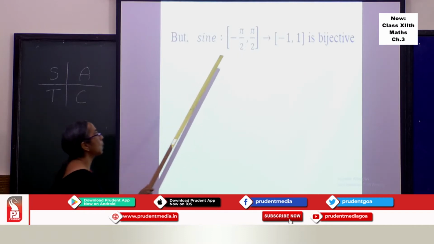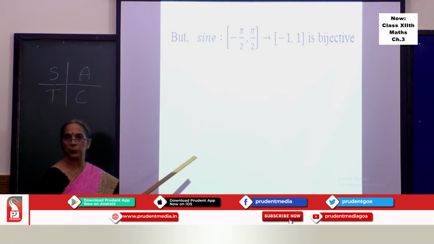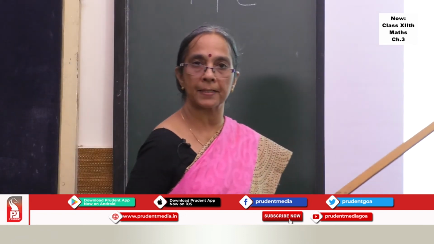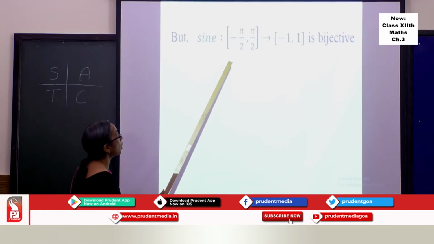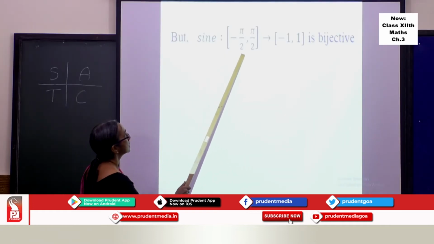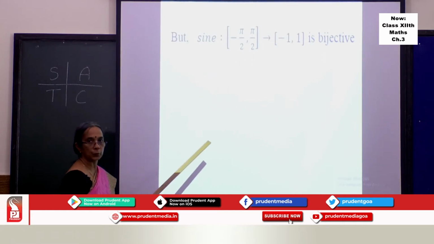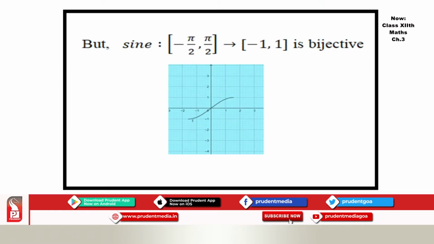What do you mean by closed interval minus pi by 2 to pi by 2? Last year you have done it in the chapter Sets. It is the set of all the real numbers lying between minus pi by 2 and pi by 2, including minus pi by 2 and pi by 2.